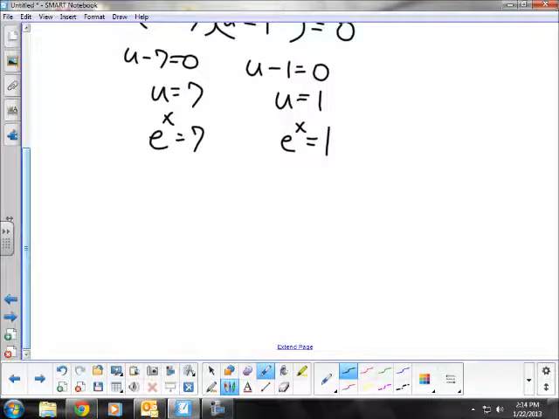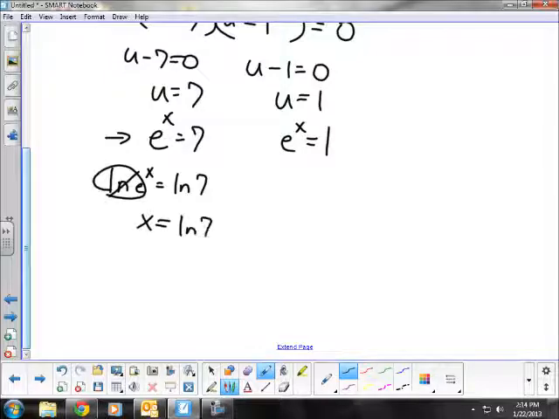Now, what do I do with this? Take the ln of both sides, right? Yes? Because I'm just back to one of these problems that I started with originally, one of those nice easy ones at the beginning, right? And the ln and the e cancel out, and so I just get x is equal to the ln of 7, whatever that is. And now I take the ln of both sides here. So x is equal to the ln of 1.